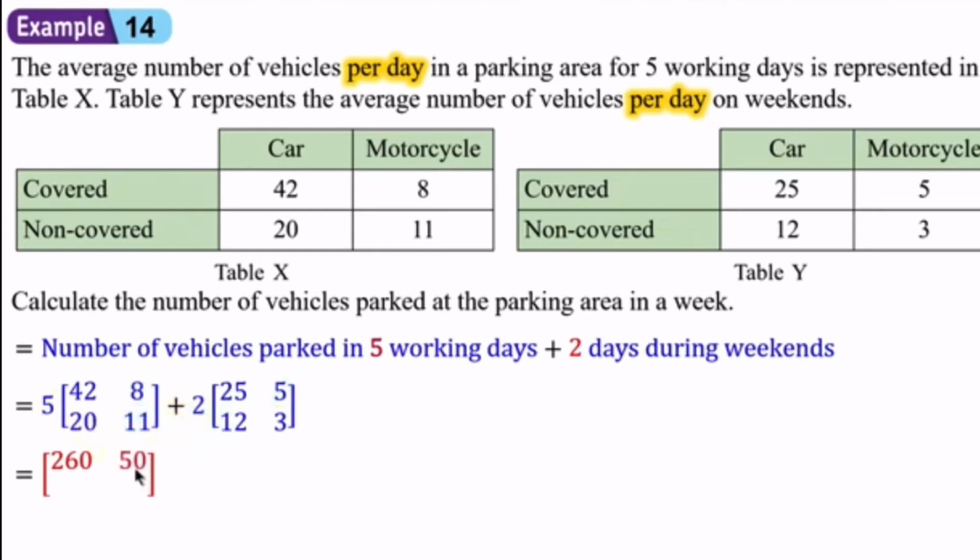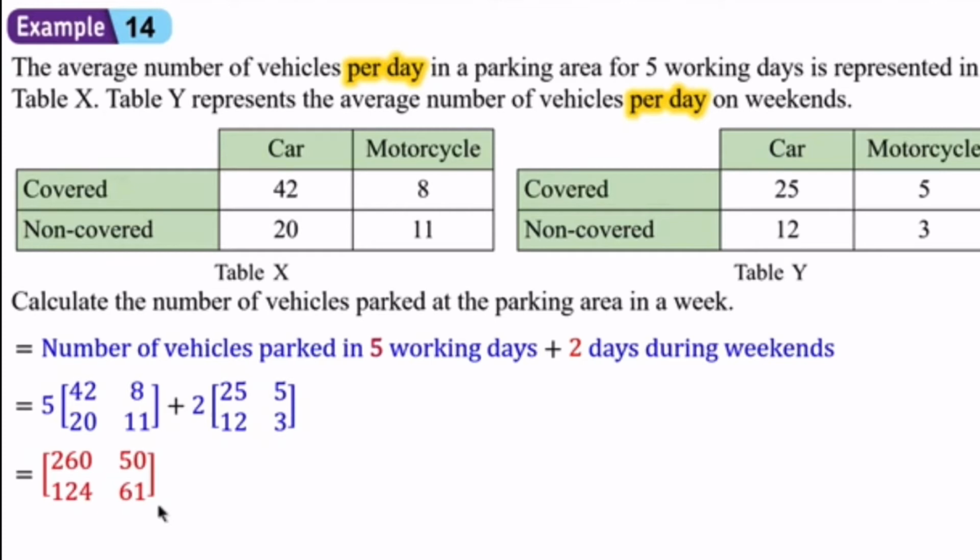So we got the answer for that, which is 260. And for 5 times 20 plus 2 times 12, we have 124, and finally we will take 5 times 11 plus 2 times 3, right? So you can plug into your calculator, and the answer is 61. So this is actually involving multiplication of a matrix by a number.